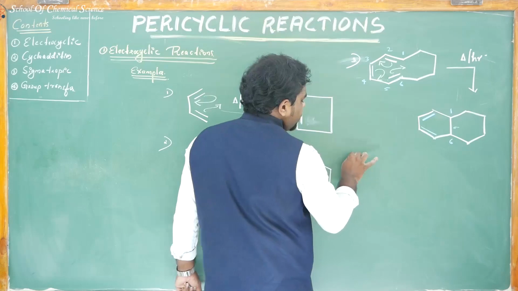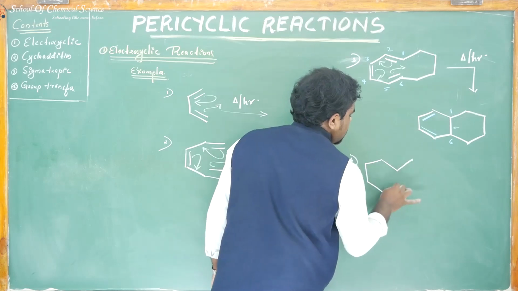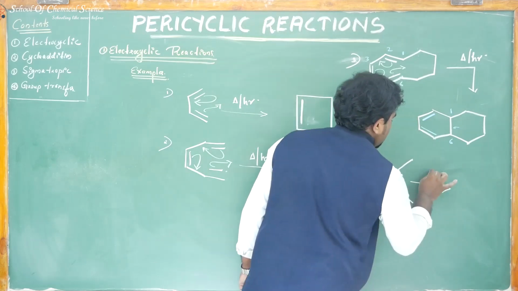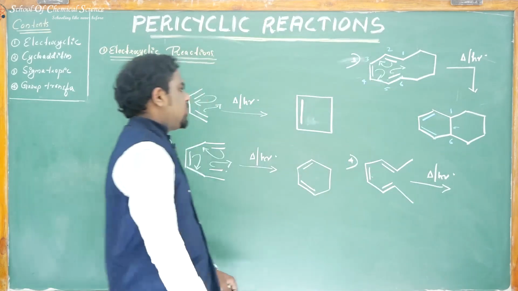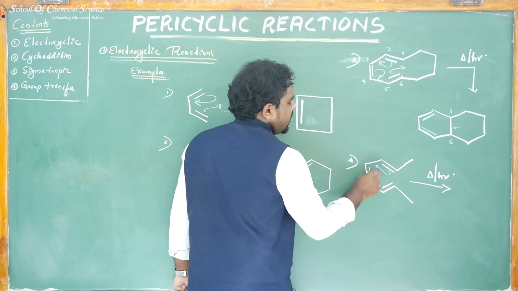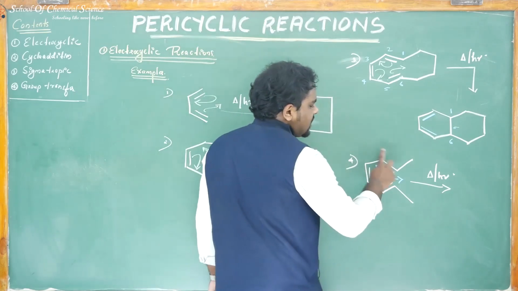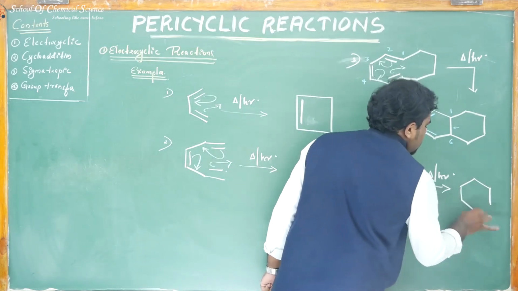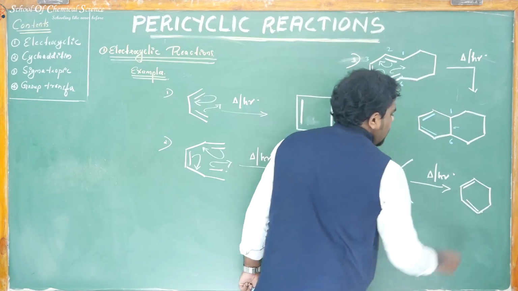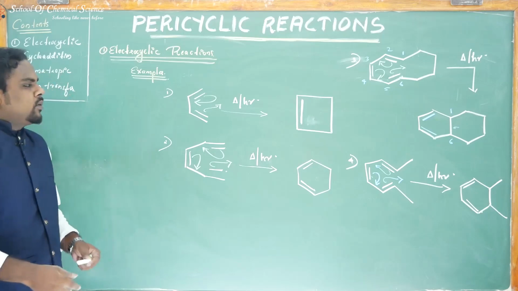Then fourth example. In presence of heat or light, what is the product? Cyclization. This pi bond towards here, this towards here. Here a new sigma bond between these 2 carbons. So cyclization forms a 6-membered ring. Here a new pi bond, here a new pi bond. This is a new sigma bond. Here a methyl group, here a methyl group. That is the electrocyclization of that molecule.